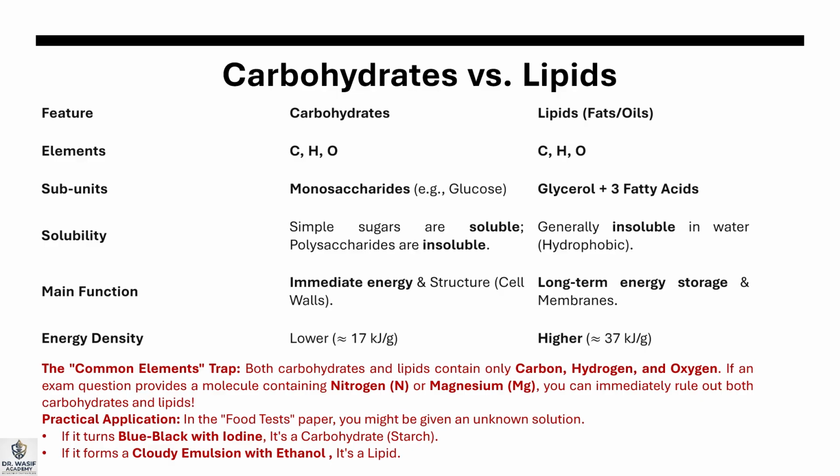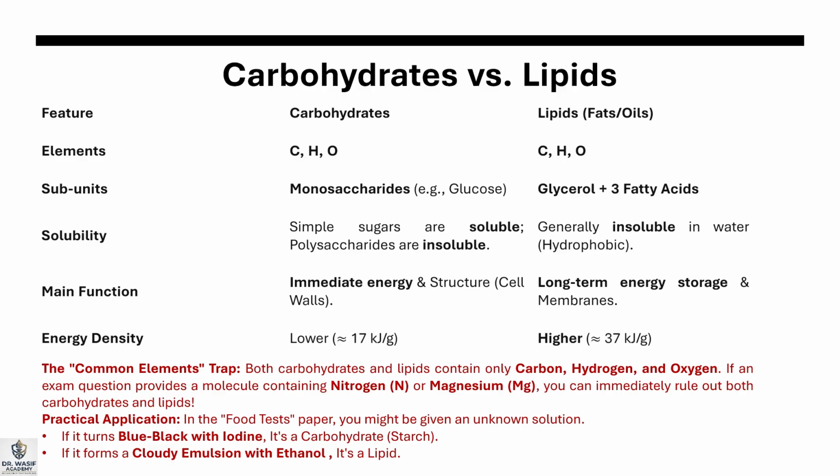So, students, as a tip for you, do not fall into the common elements trap. If you're looking at a molecule in an exam and you spot nitrogen or magnesium, you can immediately cross carbohydrates and lipids off your list. If there is nitrogen or magnesium, they are neither carbohydrates nor lipids, because carbohydrates and lipids only use carbon, hydrogen, and oxygen, C, H, and O.